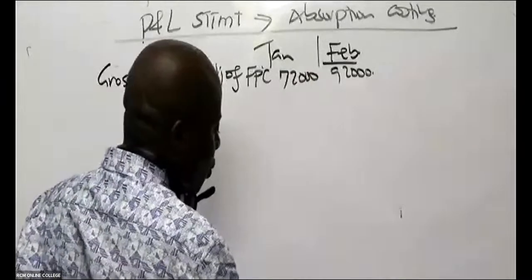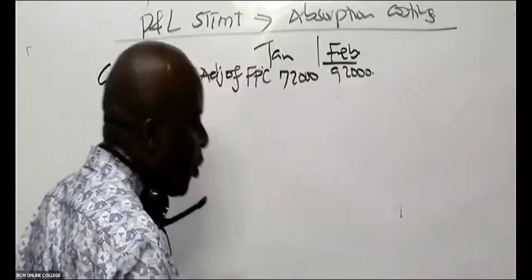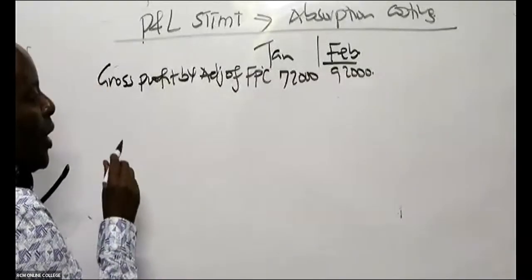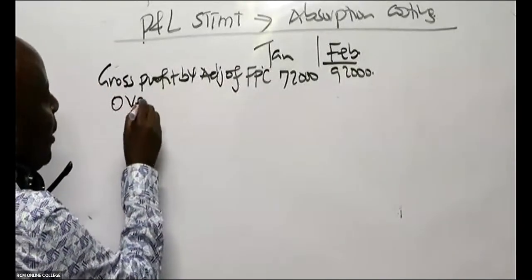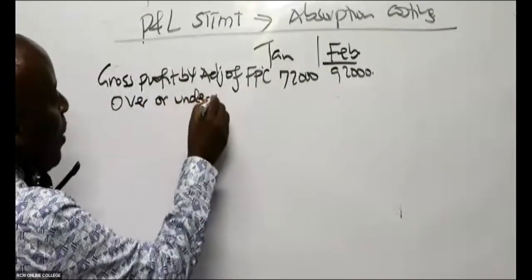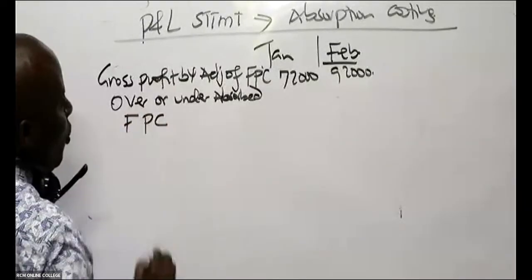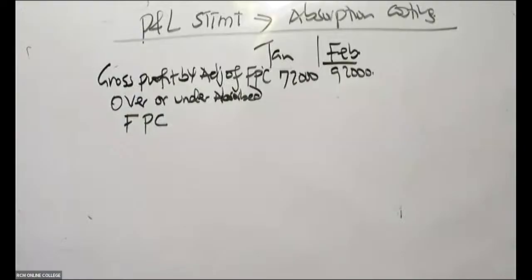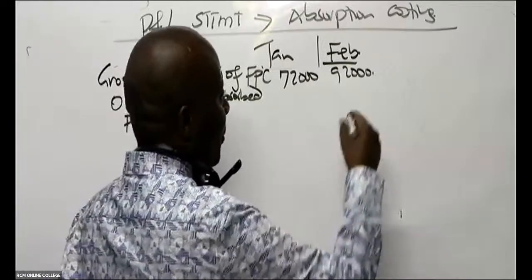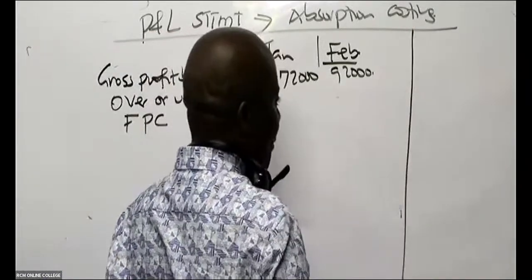Yeah, so now once you have gotten this gross profit before the adjustments, now you need to come and adjust for the fixed cost, where we'll talk over or under absorbed fixed production overheads or fixed production costs. So over or under absorbed. We'll just do a very small statement by the side.